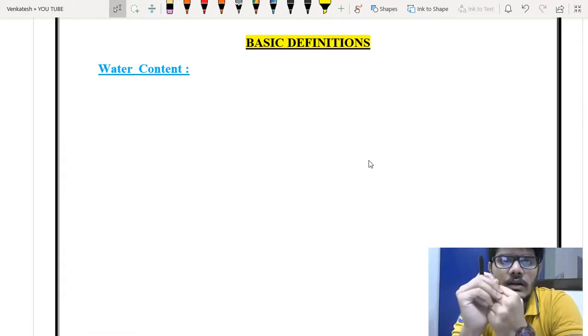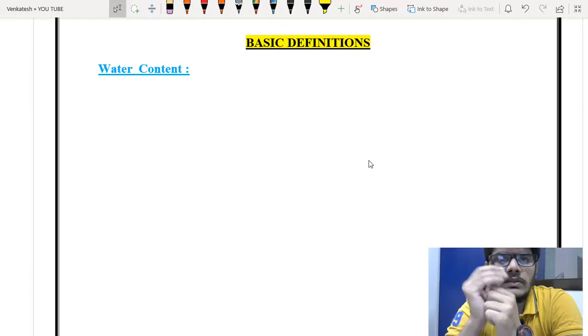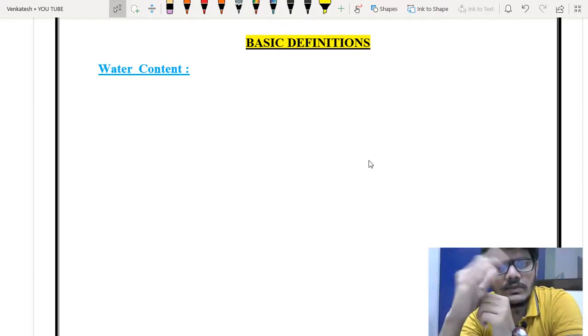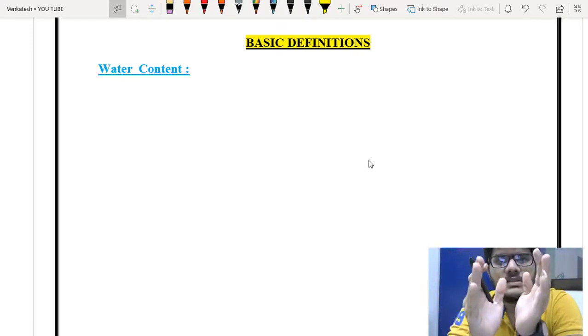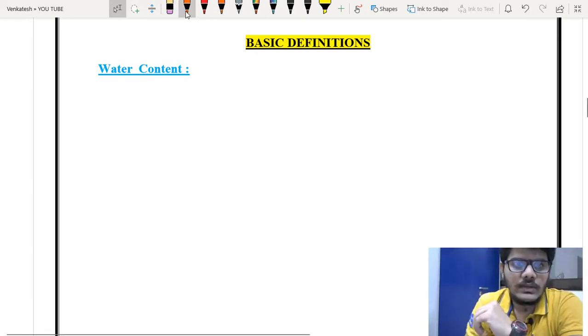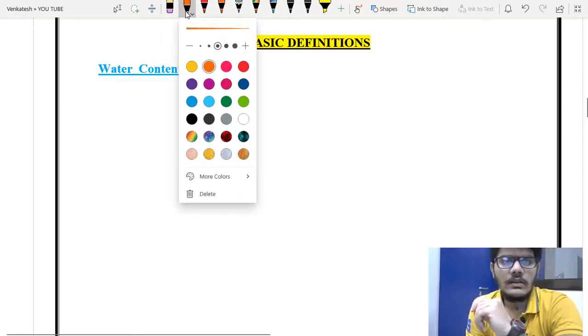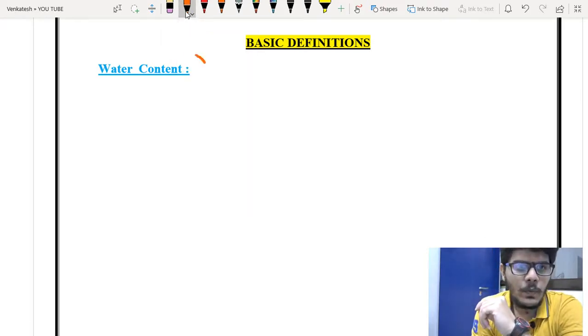So we are discussing the basic definitions. In the last class we have seen the three-phase system of the soil. So today we will start with the basic definitions. In that, the first definition is the water content.